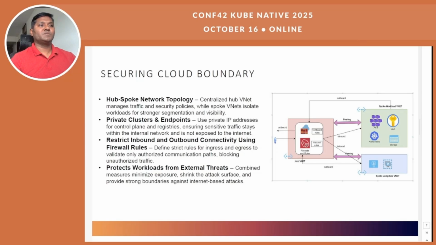The hub spoke network topology provides centralized control and visibility. The hub virtual network manages routing, inspection, and security policies, while spoke virtual networks isolate workloads for stronger segmentation and reduced risk. Strict firewall rules are applied to restrict both inbound and outbound connections. Only authorized communication paths are permitted, reducing exposure and limiting potential attack vectors. Together, these measures establish strong perimeter protection.